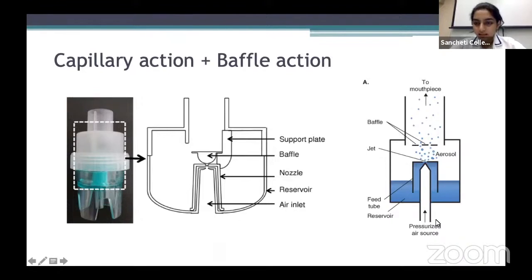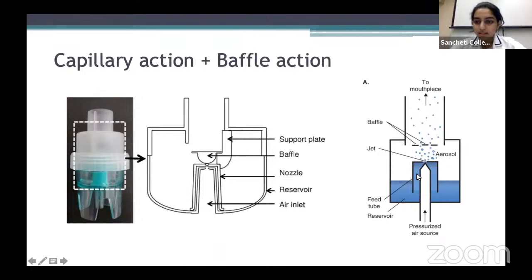This is the lowest end of the Hudson chamber. This end that we are talking about will be attached to the driving force, or to the jet nebulizer. Compressed air will be pushed into the Hudson chamber from this opening. When it moves upwards, you see the lumen is reducing, so it's going to move at high velocity, correct? When it moves at high velocity, low pressure will be generated.